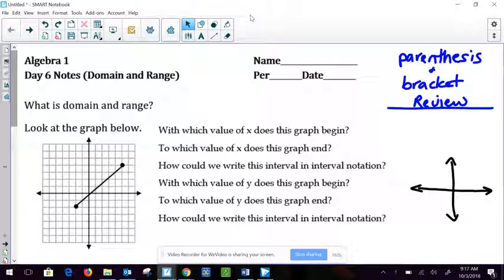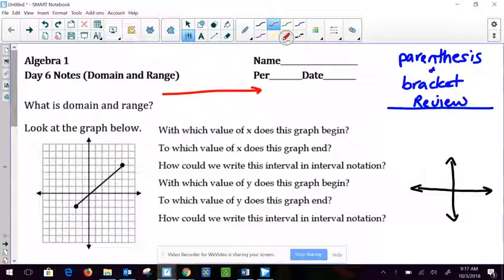Hi everybody, welcome back. Today we're going to be talking about domain and range. So we actually did this when we were working with graphing inequalities. When we were writing our solutions to the inequalities according to our number line, another way to look at that was domain. For example, say we had something that was graphed.